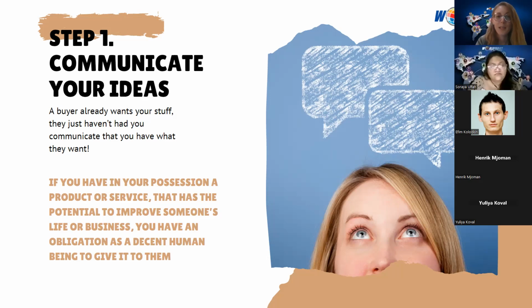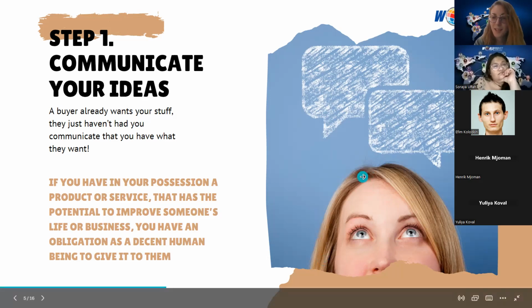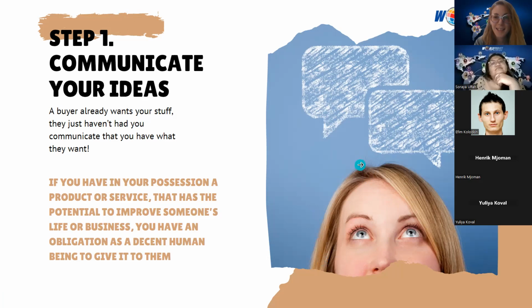And so please bear this in mind that the buyer already wants your stuff. They just haven't had you communicate that you have it, what they want. And if you have in your possession a product or a service that has the potential to improve someone's life or business, you have an obligation as a decent human being to give it to them and to sell it to them. Right? This is how to see selling in some other light that you're not used to.